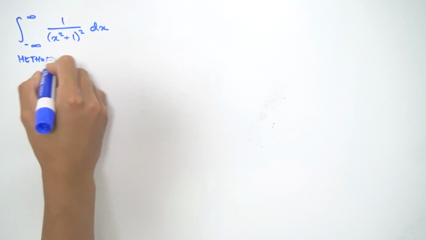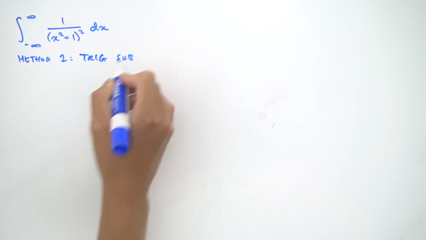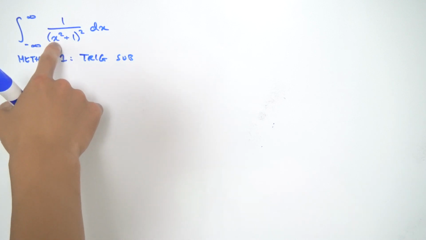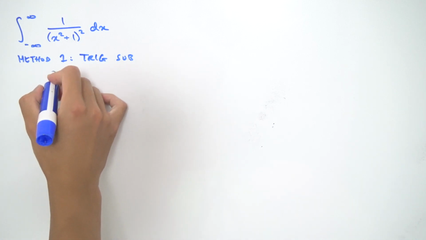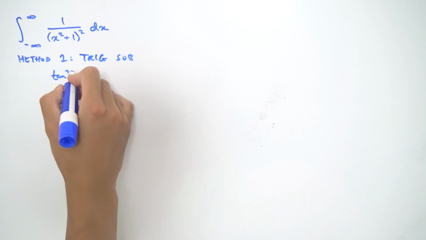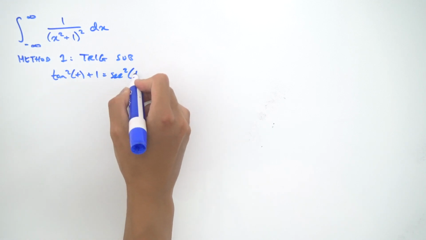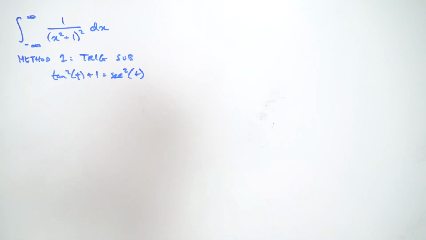Method 1 is going to be using trig substitution, so trig sub. With trig substitution, we want to think of some kind of trigonometric identity that nicely matches what we have in here. So we want something squared plus 1. A nice identity that suits that is tan squared of t plus 1 is equal to secant squared of t. So t is some arbitrary variable or angle you can think about.